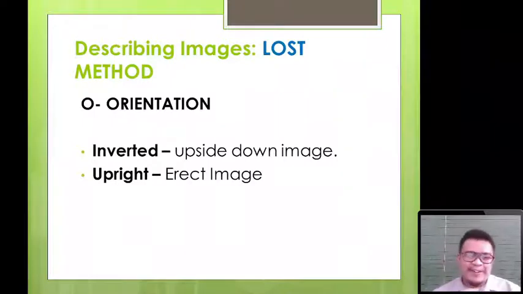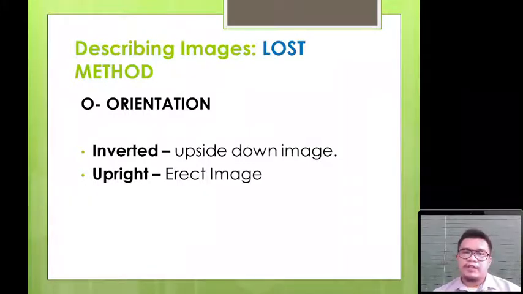Okay. So, upright is an erect image. That is erect, meaning it has the same orientation as your object. Meaning, if the object is standing in front of the spherical mirror, the image has the same orientation as that of the object.